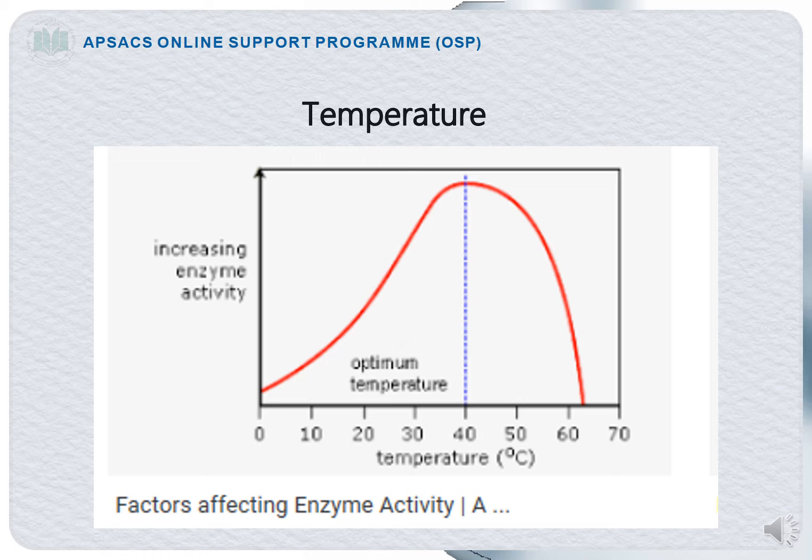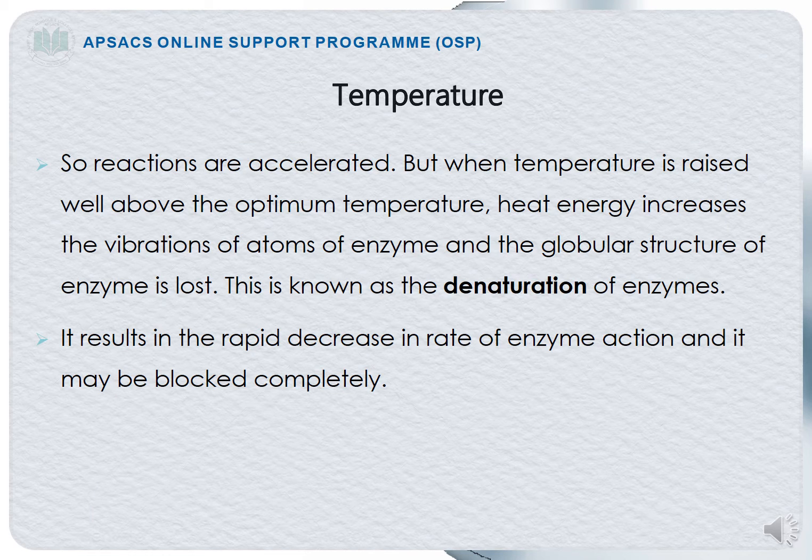You can see that enzyme activity is increased up to 40 degrees centigrade. You can see over here, and this is the optimum temperature, right? After 40 degrees centigrade, the enzyme will not do its work properly, right? So reactions are accelerated when temperature is increased. When temperature is raised well above the optimum temperature, heat energy increases the vibration of the atoms of the enzyme and the globular structure of the enzyme is lost.